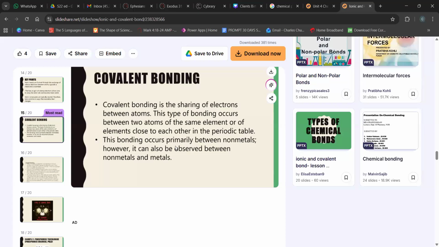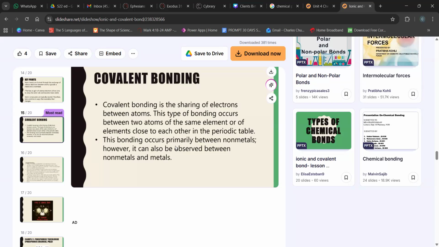Now, the difference between ionic bonding and covalent bonding is this. In ionic bonding, there is a full transfer. It's like me saying, I gave you something. What I gave you is in your hands. It's no longer in my hands. That is a full transfer, ionic bonding.